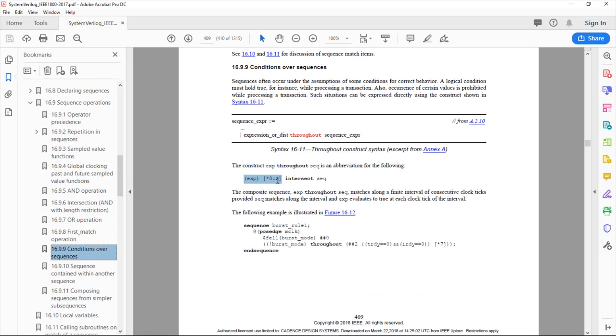So the first thing to notice here is that it's doing nothing that you couldn't do before with sequences, but it does it in a slightly more convenient way, as long as you can remember what throughout does. So this is the actual definition of it, as per the language reference manual.